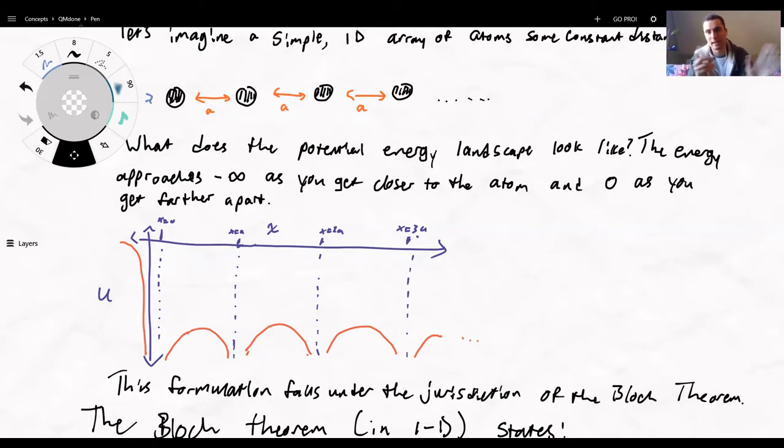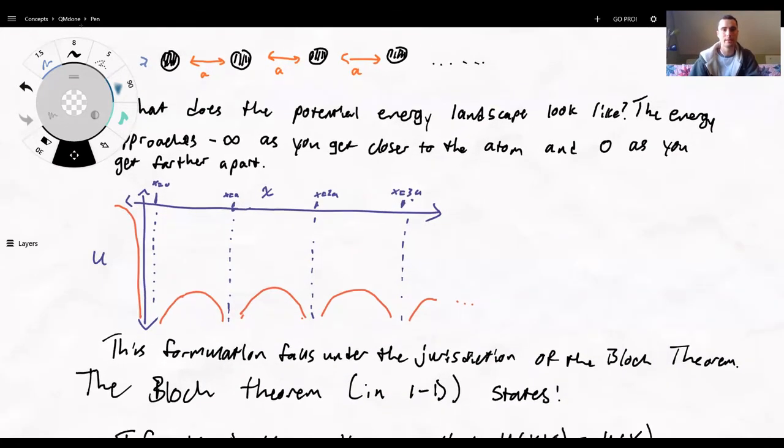We're going to ignore the fact that when you get too close to the atom, things change. But for our toy example, as you get closer to the atom, it gets more and more favorable for the electron to be there. So that is going to have a potential energy landscape that looks like this graph here. The potential energy goes down to negative infinity as you get closer and closer to the atom.